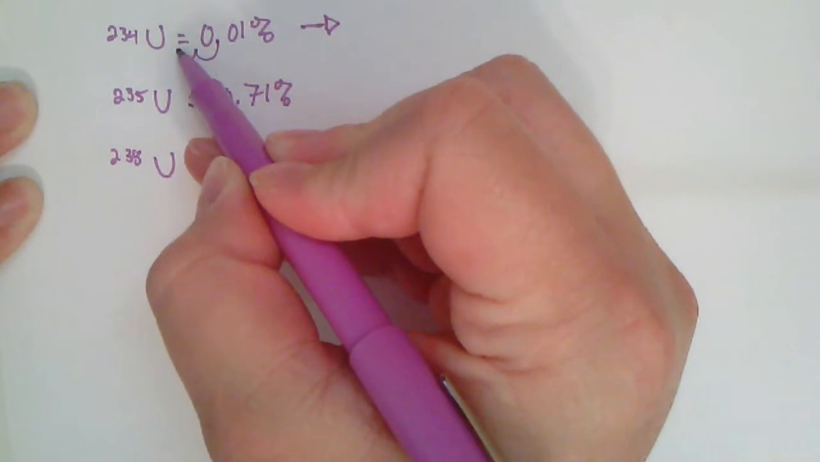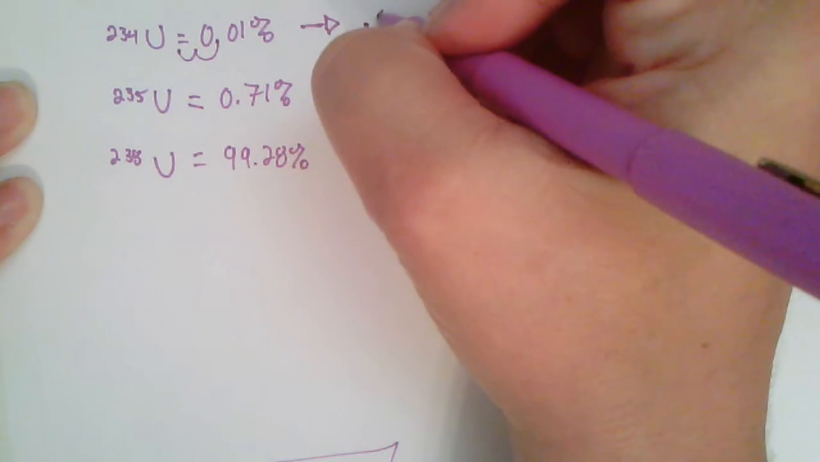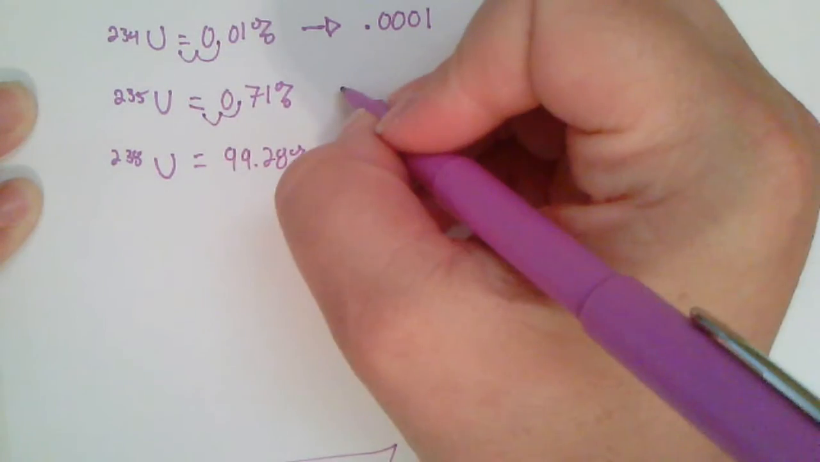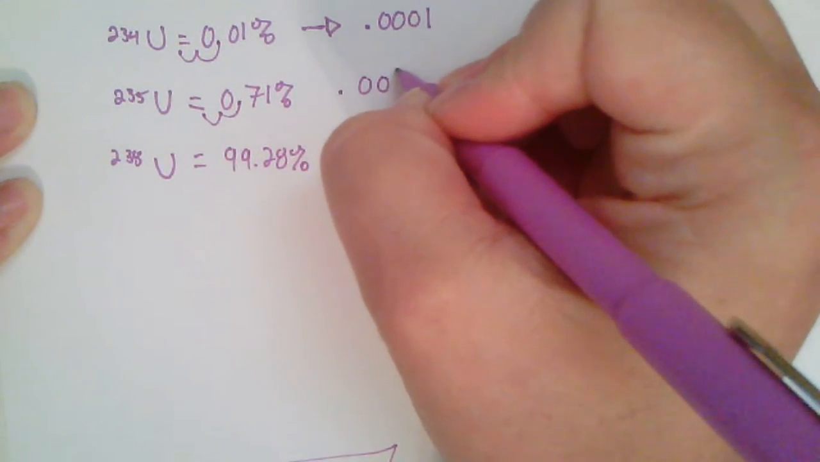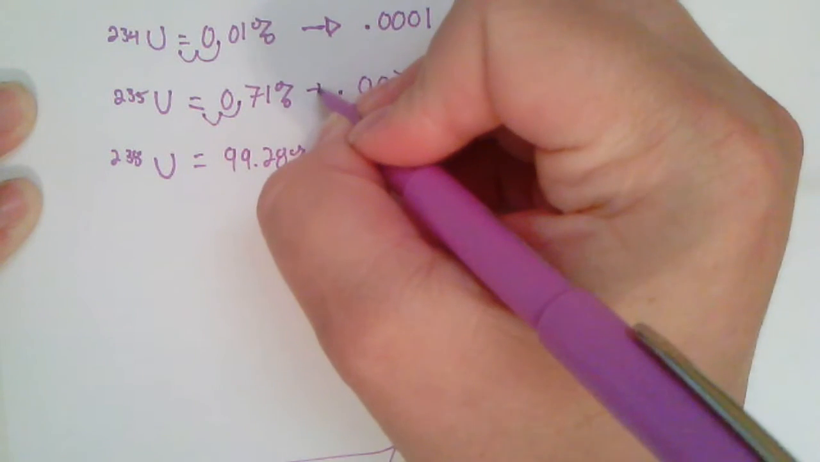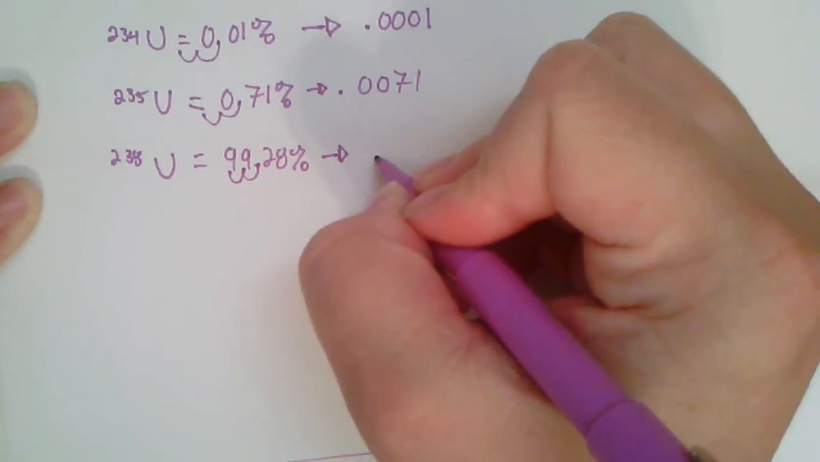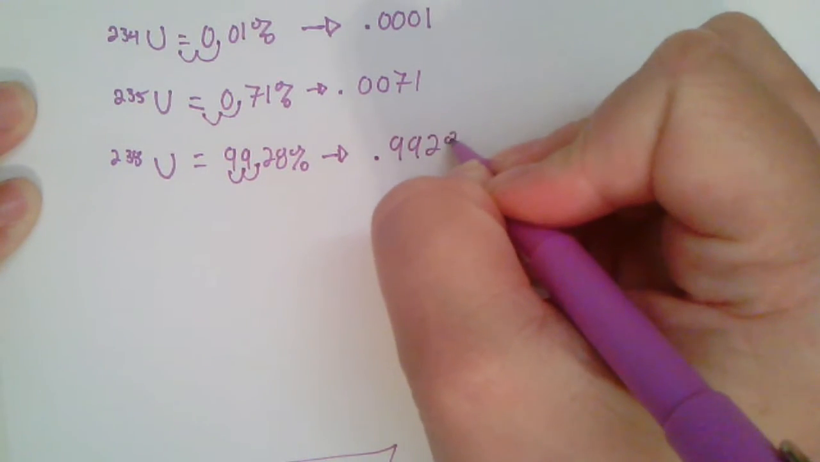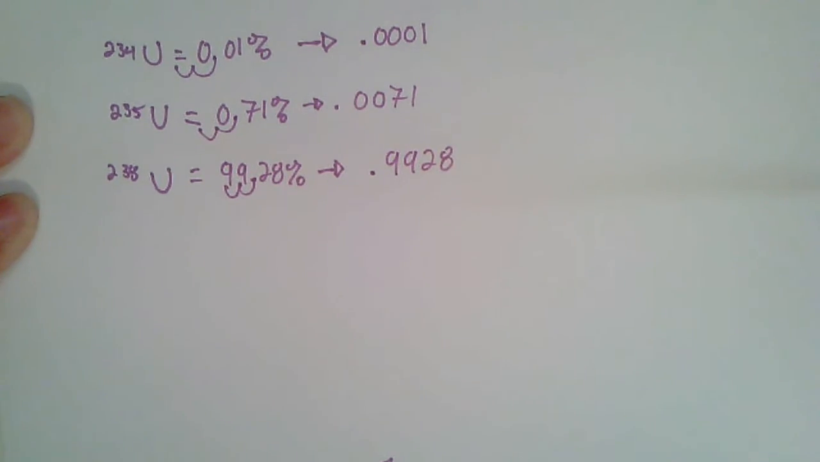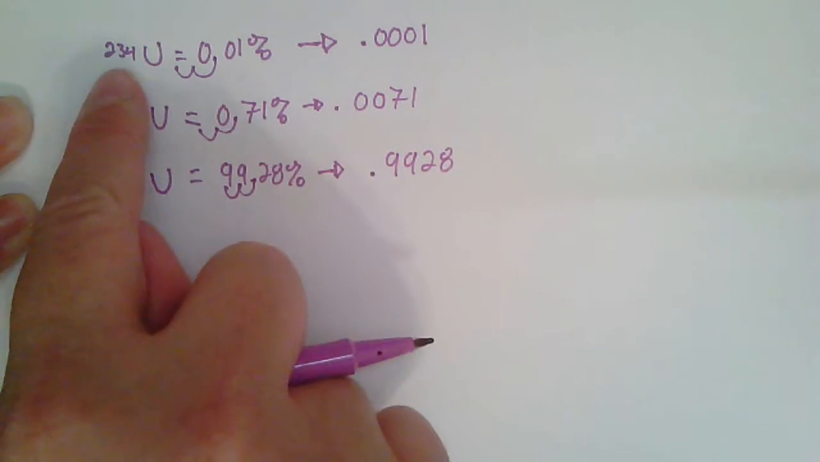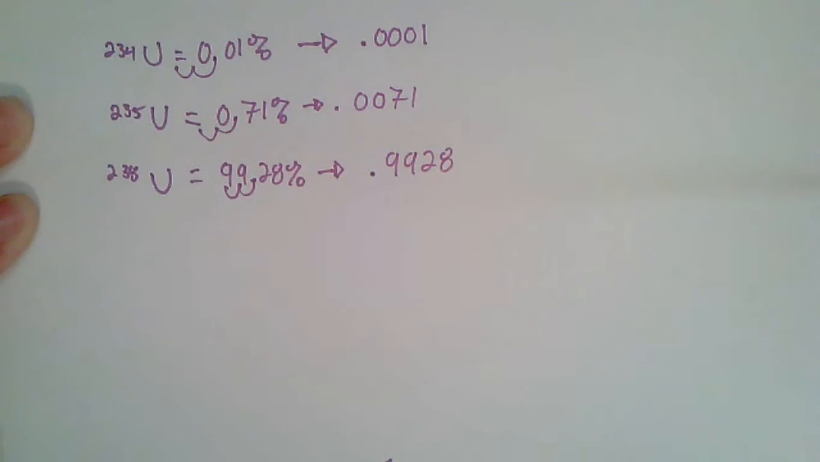To do that here, I'm going to move twice, 1, 2, which means I'm going to have 0.0001. So it's really small. Same thing here, 1, 2, so 0.0071. And then down here, same thing, 1, 2, so 0.9928. So now I have my percent abundances changed into a decimal. I know my masses here because it was given to me in the problem.